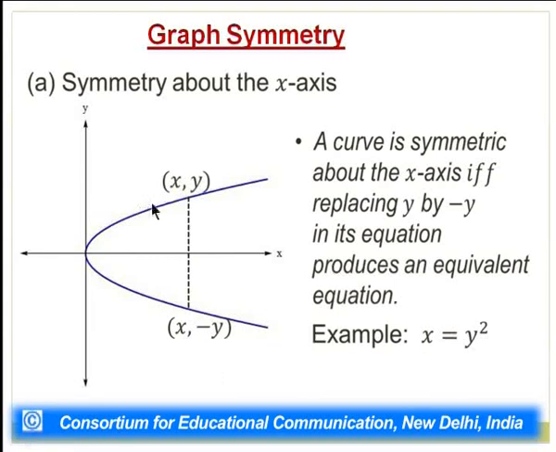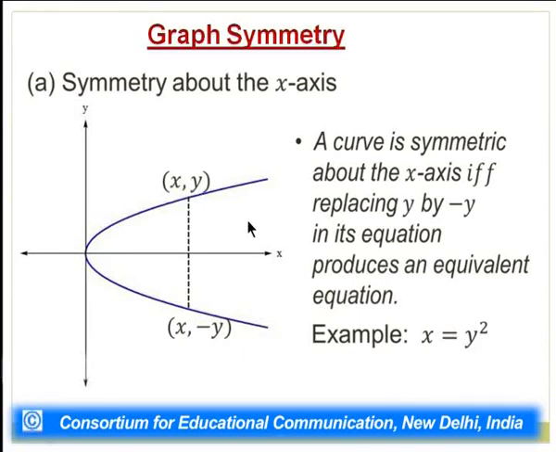Now because both these points (x, y) and (x, -y) lie on the curve, that means that if I were to substitute these points into the equation of the curve, both these points would satisfy the equation of the curve. And this then gives us the mathematical criterion for talking about symmetry about the x-axis. Basically, if I were to substitute -y instead of y in the equation of the curve, that would leave the equation of the curve unchanged.